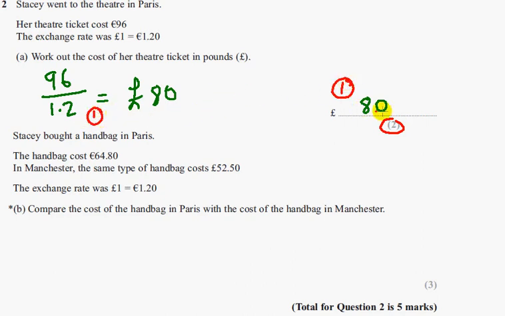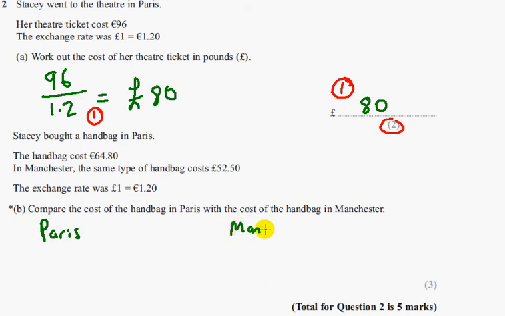final answer of £80. Now part 2 says Stacey bought a handbag in Paris. The handbag cost €64.8. In Manchester, the same type of handbag cost £52.50. The exchange rate was £1 to €1.2. Part B says compare the cost of the handbags in Paris with the cost of the handbag in Manchester. So what you're going to need to do is change them to the same currency.